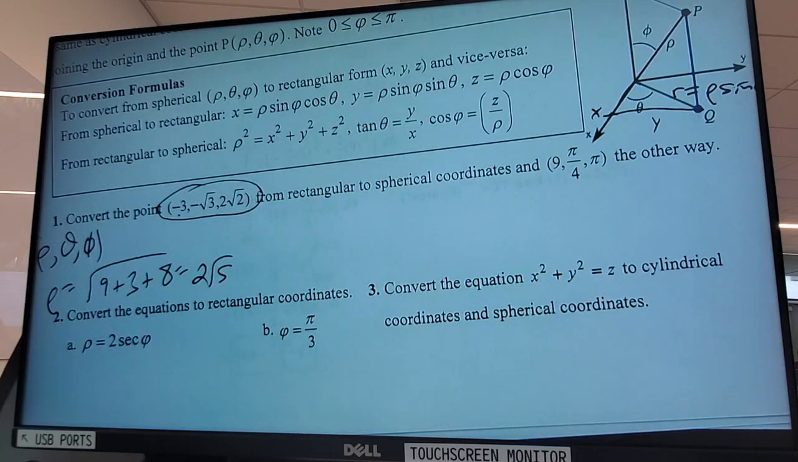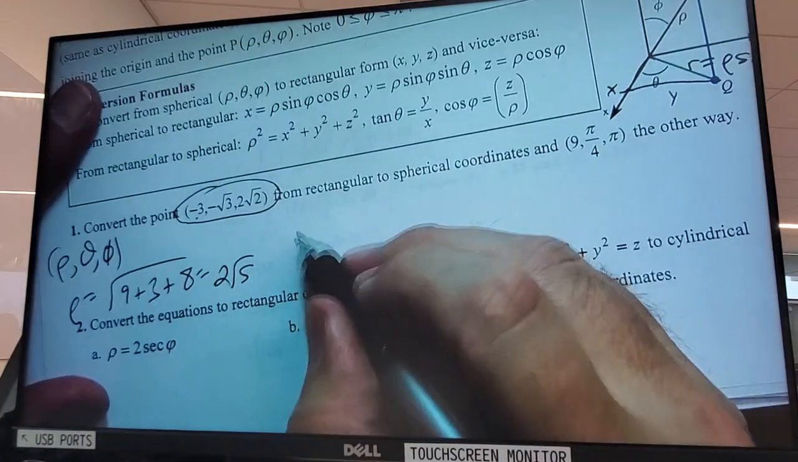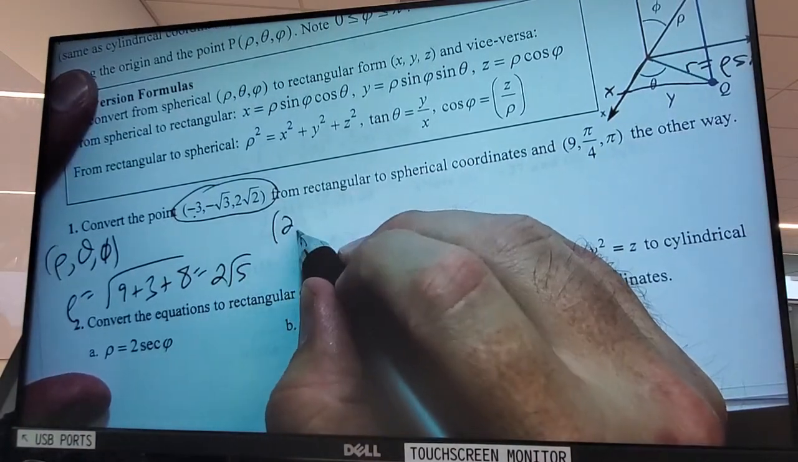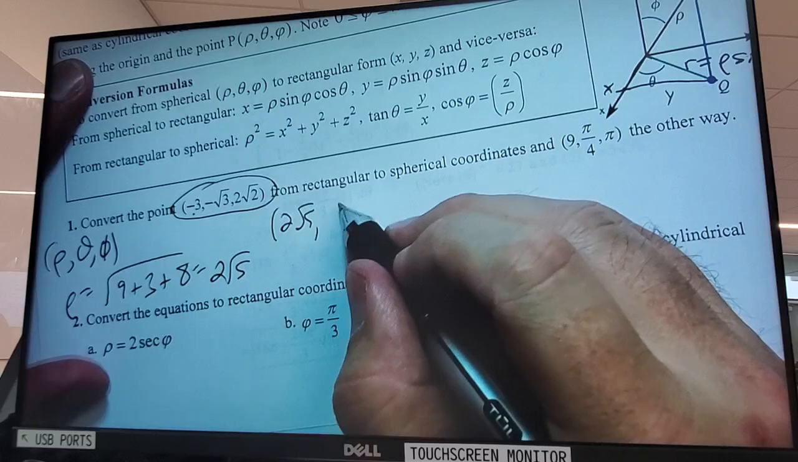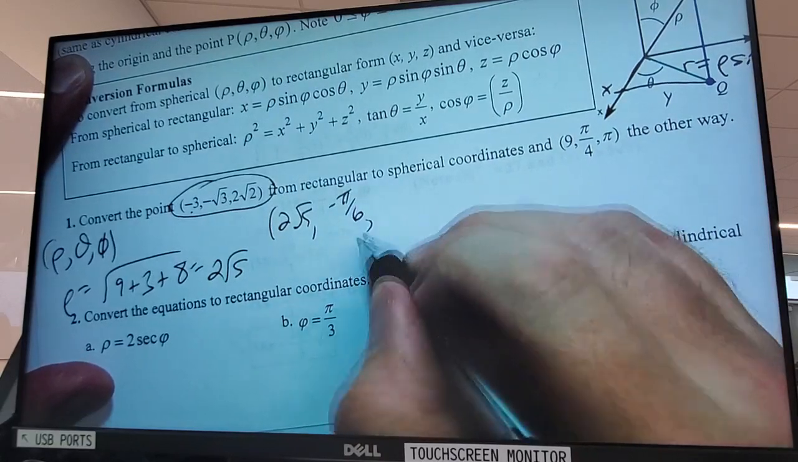Does anyone remember what the inverse tangent of rad 3 divided by 3 is? Sine is small when? Pi over 6, so it'll be 4th quadrant. Negative pi over 6. Sure, negative pi over 6. There you go, Stan. I was waiting. Or 11 pi over 6. Either way, I don't care which way you do it. So I have 2 rad 5 as my rho. Theta is, I don't care. Negative pi over 6 sounds good.